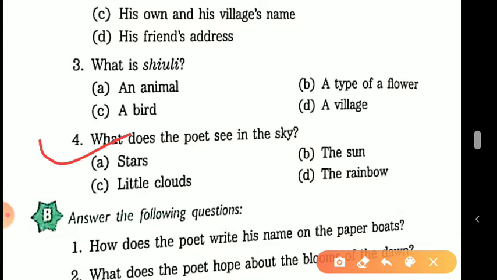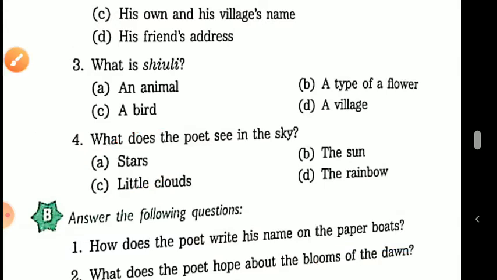Question 4. What does the poet see in the sky? Option C, little clouds. The poet sees little clouds in the sky.